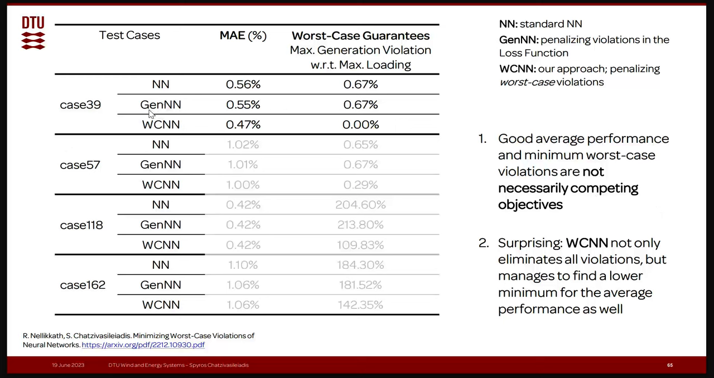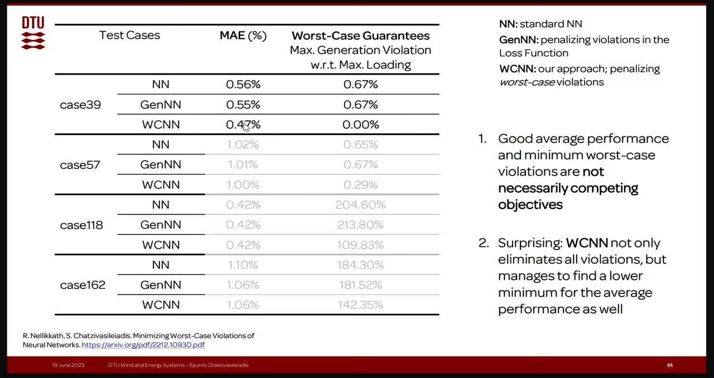our approach here, this worst case NN, manages to reduce the violation to 0% for this 39 bus system, but also reduces the mean absolute error. So the main takeaway that at least I want you to remember is that these are not necessarily conflicting objectives. Reducing the worst case violation doesn't really mean that my average performance deteriorates. It's such a vast, non-convex optimization space, I can find points that both perform better and reduce the worst case violation.